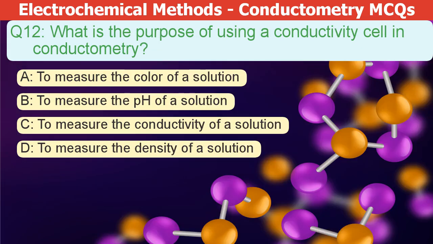What is the purpose of using a conductivity cell in conductometry? A. To measure the color of a solution. B. To measure the pH of a solution. C. To measure the conductivity of a solution. D. To measure the density of a solution.